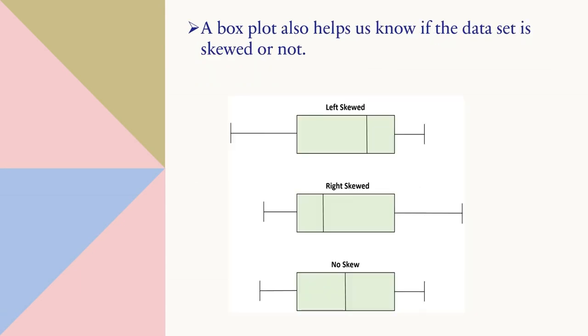A box plot also helps us to know if the dataset is skewed or not. That means if the distance from the median to minimum is greater than the distance from the median to the maximum, then the box plot is said to be left skewed. If the distance from the median to maximum is greater than the distance from the median to the minimum, then the box plot is said to be right skewed, and a box plot is said to be symmetric or having no skewness if the median is equidistant from the maximum and minimum values as shown in the figure.